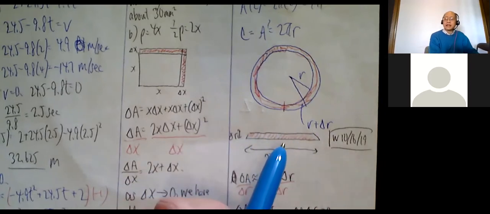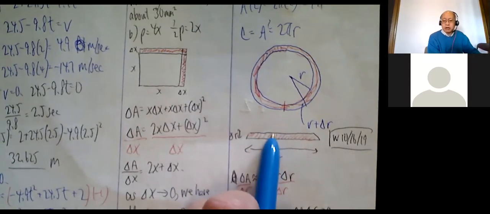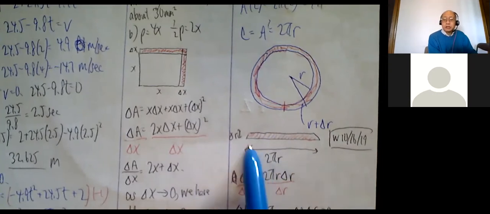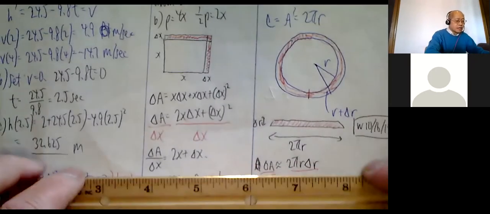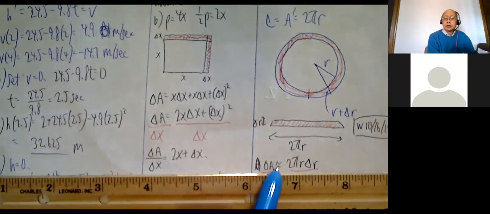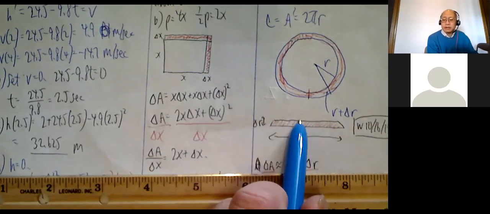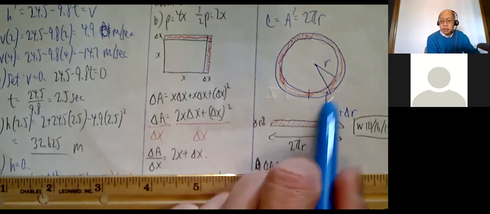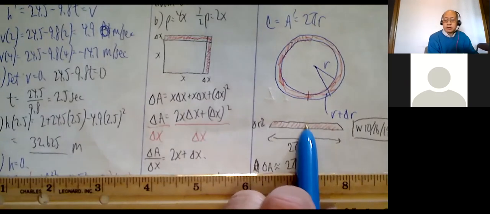But the whole idea, again, is that delta r approaches 0. If delta r approaches 0, this gets scrunched down more, so the top and bottom look practically the same, right? So this is 2 pi r. This is delta r. So my delta A, my change in area, is approximately, not exactly because it's not a true rectangle, but it's length times width. What is this length? It's the circumference of the circle. If I cut and open it up, it's 2 pi r times delta r.